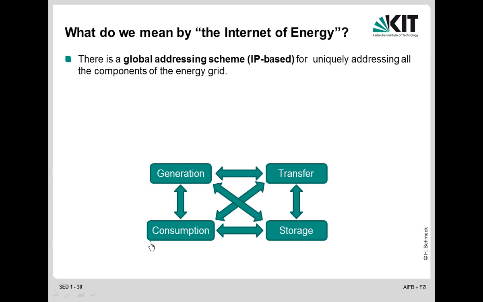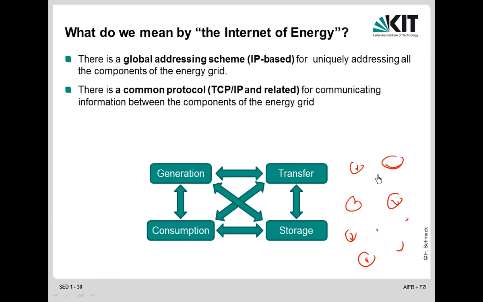There is a definition by the IETF from some time in the end of the 80s. The Internet has three major properties. One of the first properties is that there's a global addressing scheme. That means when we look at all the components that we have in our Internet, in the structure that is connected by an Internet, every device, every location has an address. And there is a global addressing scheme. It's IP-based, Internet protocol-based, for uniquely addressing all the components. So the first requirement is, when we talk about an Internet of Energy, every component in the energy system should be addressable by some standard addressing format.